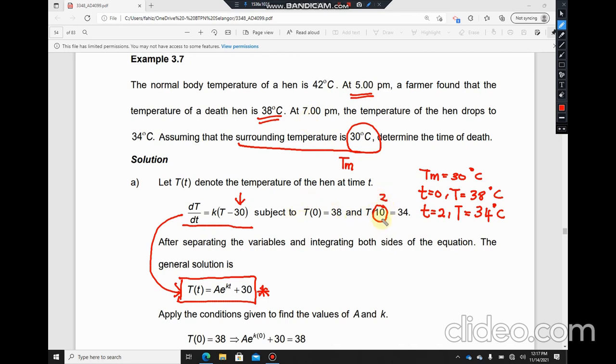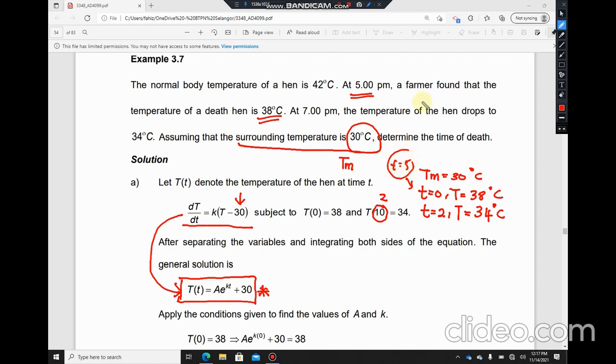Okay, T2. The temperature of the hen drops to 34, assuming that the surrounding temperature is 30 degrees Celsius. Determine the time of death. Kalau tengok kat sini, yang ni kadang ada student confused. Dia tak letak T0, dia letak T equals to 5.